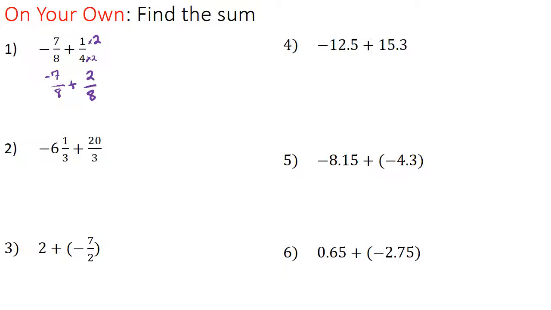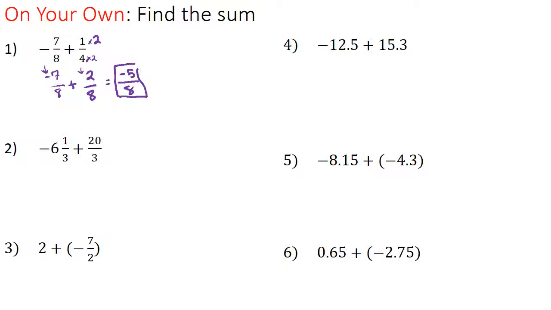So negative 7 plus 2. What we can see here is we are adding numbers with different signs, so we're going to treat this like subtraction. 7 minus 2 is going to be equal to 5, and then because our bigger number 7 was negative, it's going to be a negative 5, and that's going to be over an 8, and so our answer is negative 5/8.